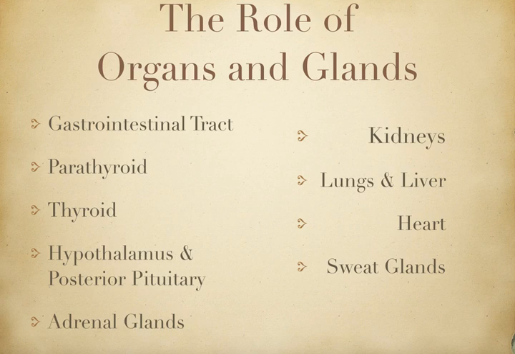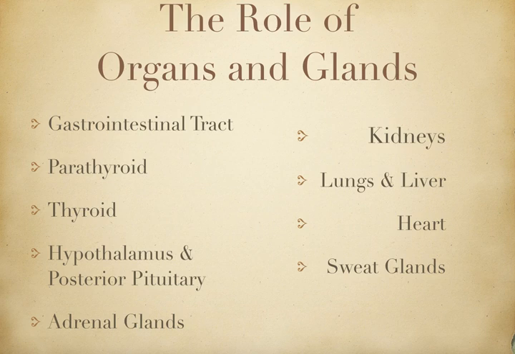Kidneys regulate sodium, potassium. They excrete potassium in exchange for sodium retention. The lungs and liver regulate sodium and water balance and blood pressure. The heart secretes ANP, causing sodium excretion. Our sweat glands excrete sodium, potassium, chloride, and water. GI tract absorbs and excretes fluids and electrolytes.